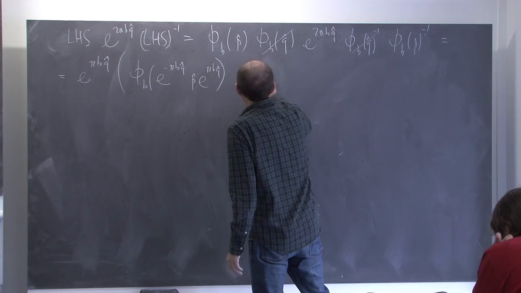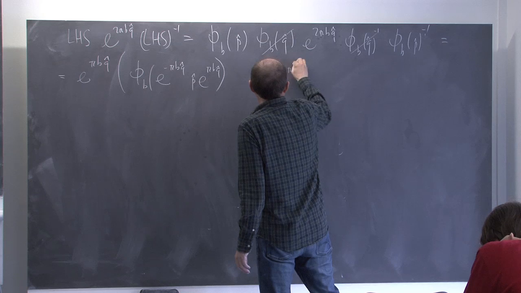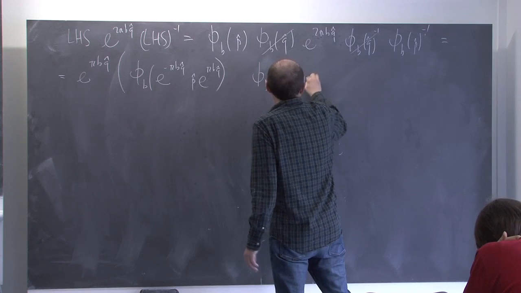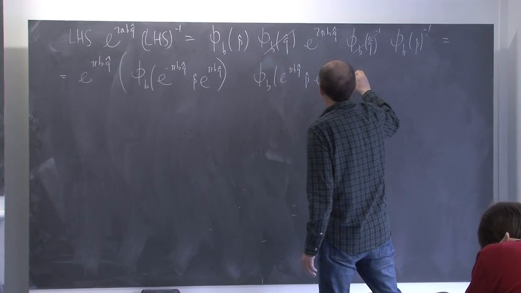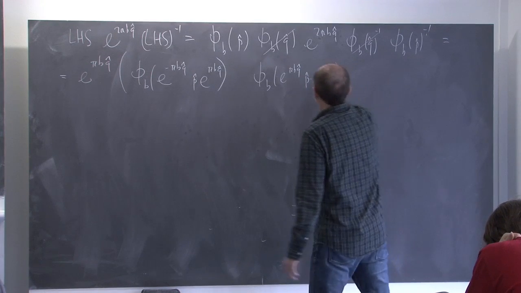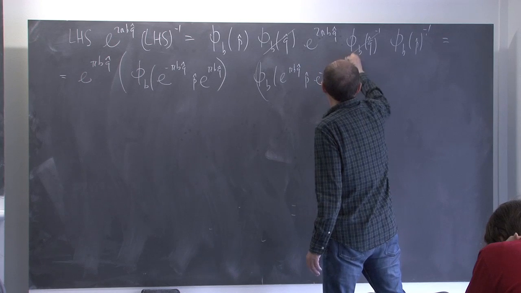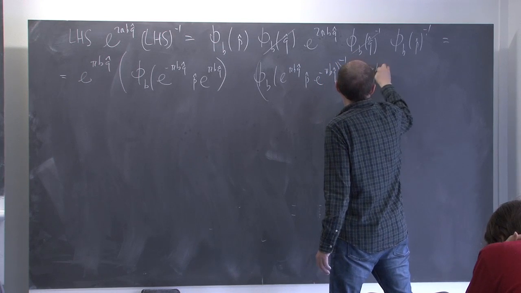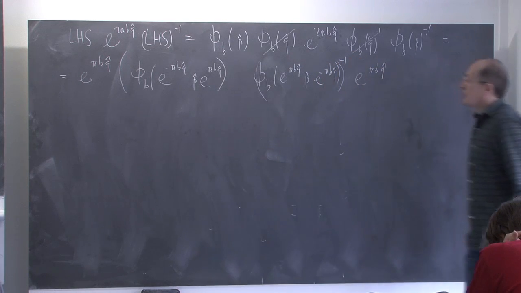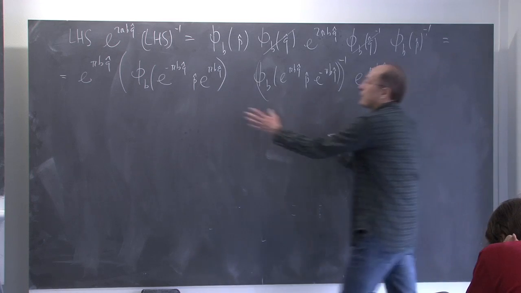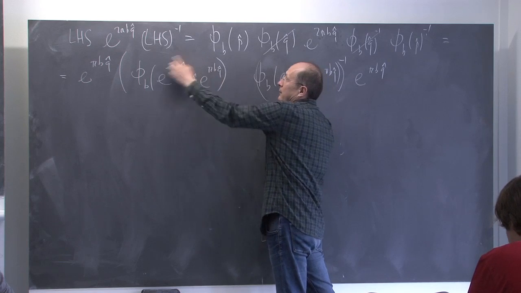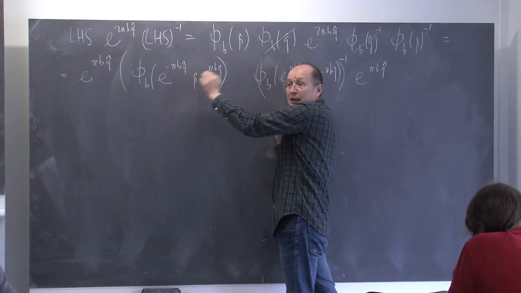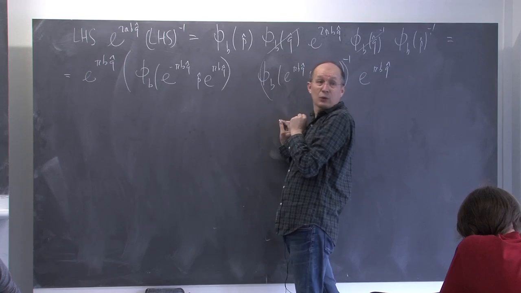Likewise, in the second, Φ_b, E^{πbQ̂}, P̂, E^{-πbQ̂} inverse, E^{πbQ}. And here we have to be careful because this operation is allowed only if the argument stays in the domain of holomorphicity of our function.